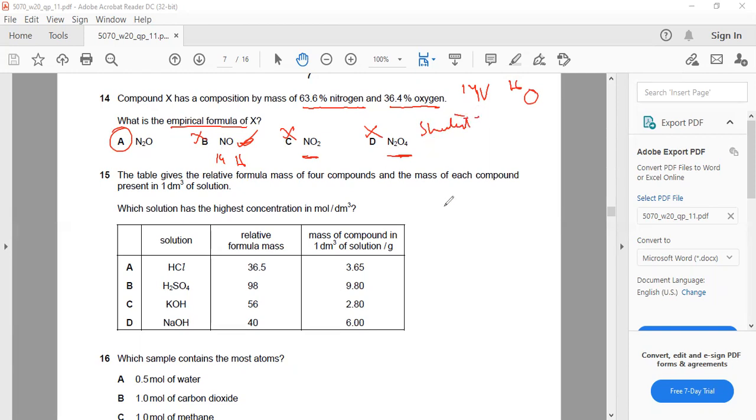The other student will be doing this: nitrogen 63.6 divided by 14 and 36.4 divided by 16, and then the least ratio and then divide. There's no need of doing all this. You can save your time. Okay.